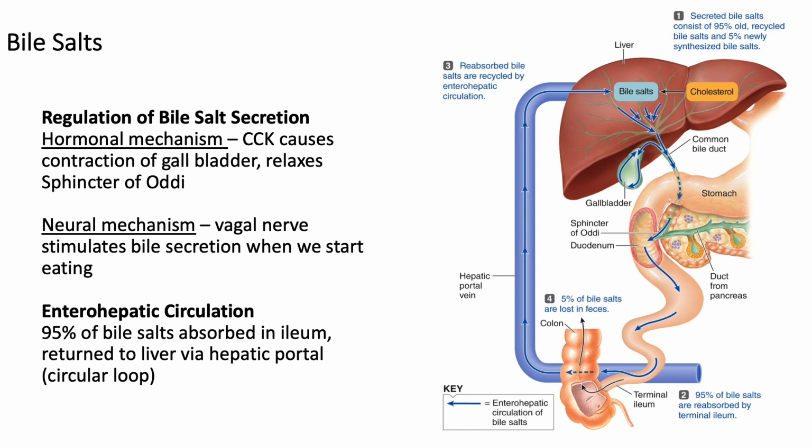What are the cues for bile release? How is the release of bile regulated, in other words? There are two mechanisms. They are hormonal and neural. The hormonal mechanism involves cholecystokinin. And remember, that's released when fat enters the duodenum. Now, the cholecystokinin is going to cause contraction of the gallbladder to release the bile. Simultaneously, it's going to cause relaxation of the sphincter of Oddi. And the sphincter of Oddi is what allows the bile to enter into the duodenum.